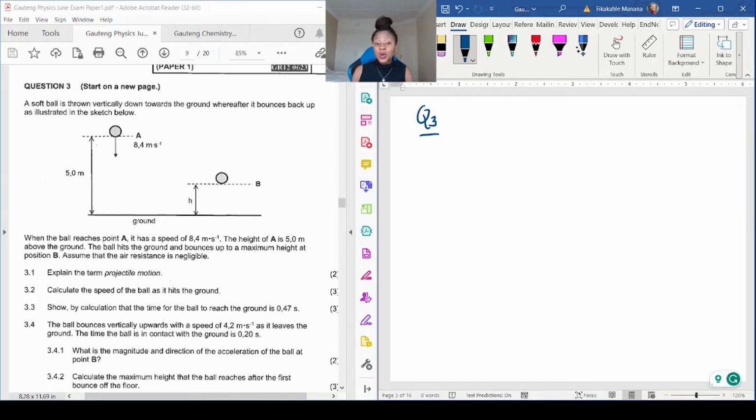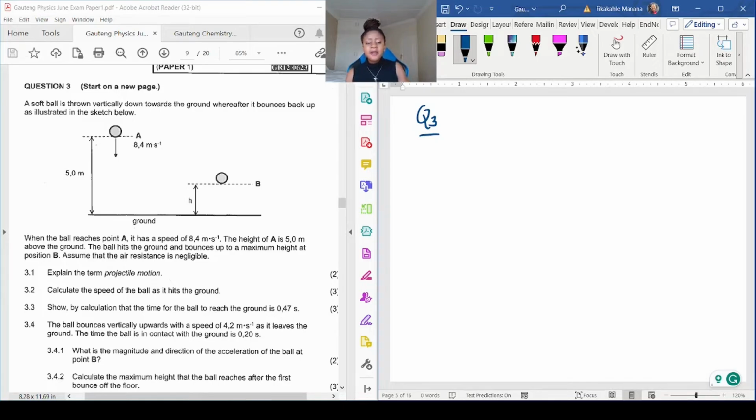So we don't know the initial velocity actually. We just know that at 5 meters above ground, the velocity is 8.4 meters per second. The height of A is 5 meters above the ground. The ball hits the ground and bounces up to a maximum height at position B. We don't know what that maximum height is. Now assume that air resistance is negligible.